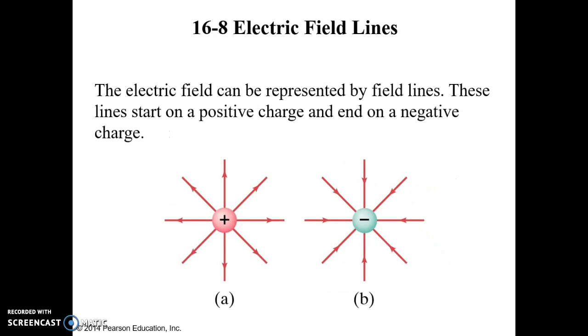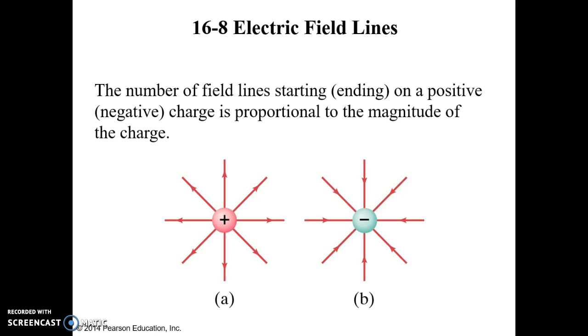Here's an artistic way of describing electric fields by drawing arrows around the charged particles. For positive particles, the electric field radiates outward, and for negatively charged particles, the electric field lines point inward. The number of field lines starting or ending on a positive or negative charge is proportional to the magnitude of that charge.